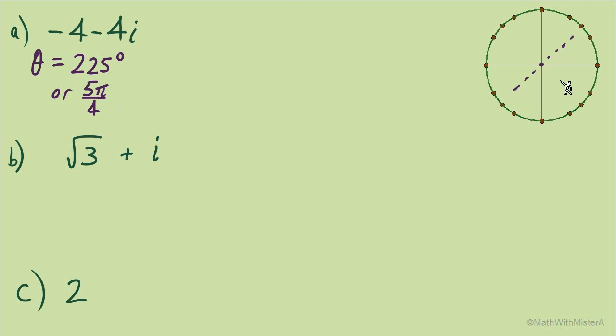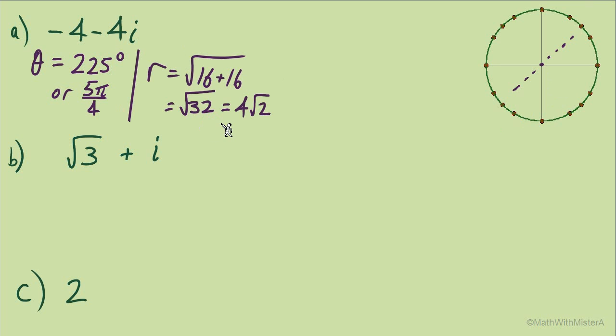Now how about the length of the radius, the distance from the origin to that point? Well, this expression, square root of x squared plus y squared, isn't usually too lengthy, so we can always go there. Square root of 32 simplifies to 4 radical 2. So we've got this number in trig notation: 4 radical 2 times cosine plus i sine 5 pi over 4 in radians, and in degrees 225 degrees.